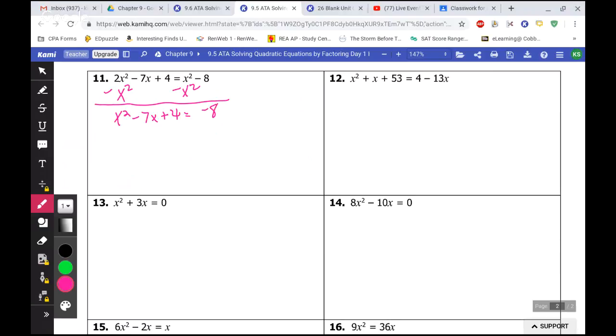Always watch your signs, ladies and gentlemen. They can definitely get you into some trouble. Plus 8, because we've got to get this thing in standard form, and leaving a 0 on our right side.